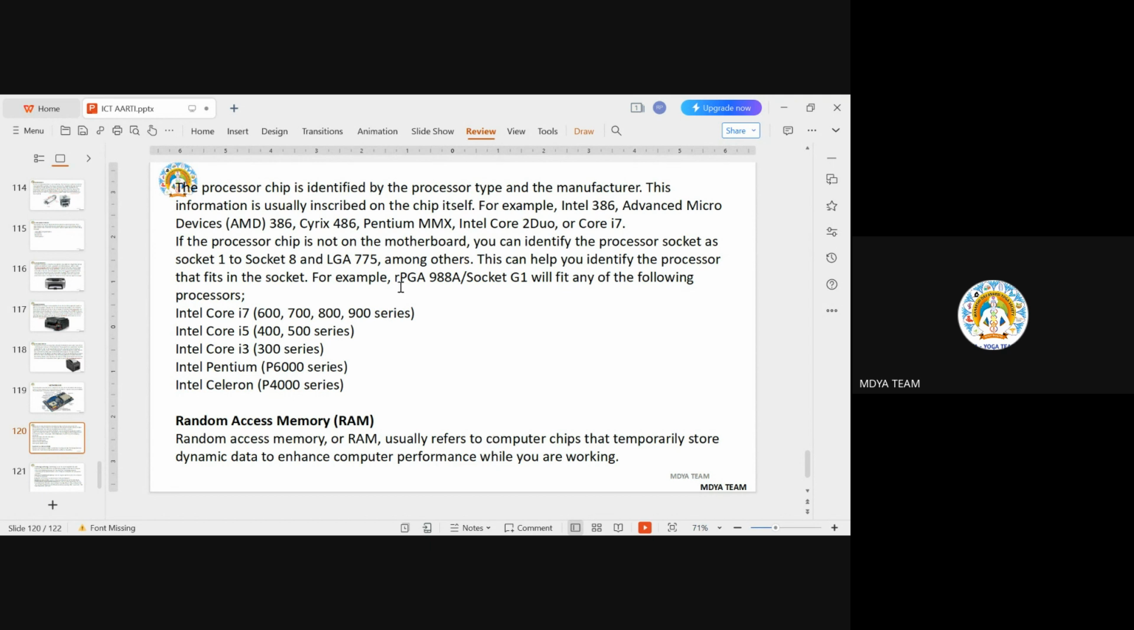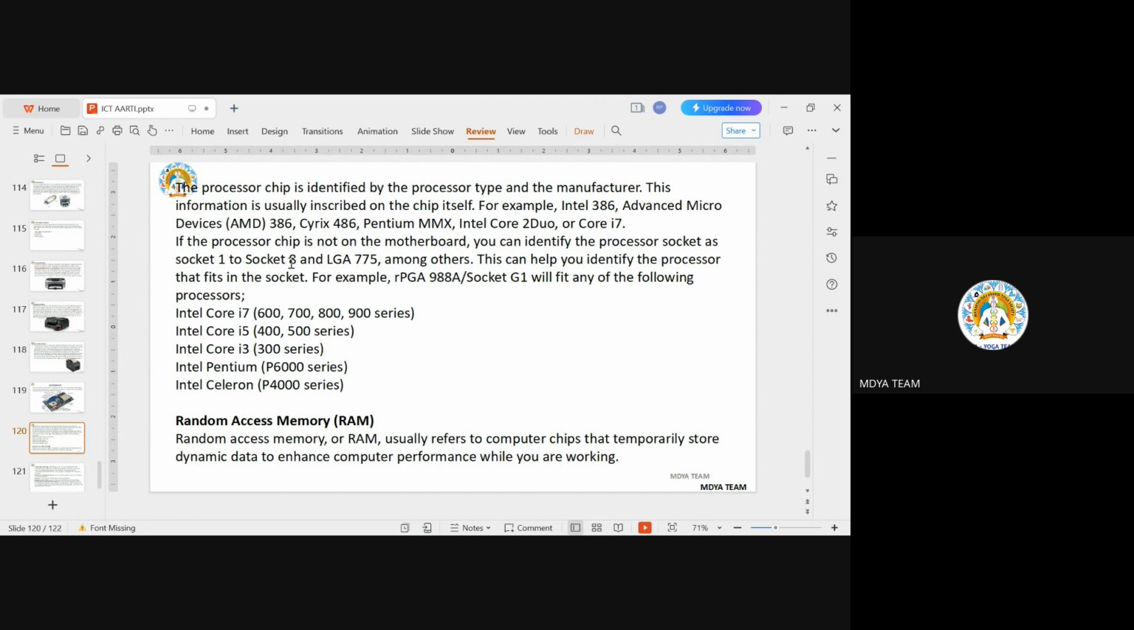This information is usually inscribed on the chip: the name of the processor we are using and who manufactured it. For example, Intel 386, Advanced Micro Devices. When you see the CPU processor, you will see these names. If it is Intel, it will be inscribed on the chip. If the version is 386, you will easily get which version and which brand the CPU belongs to. Pentium MMX and others are also inscribed on the chip.